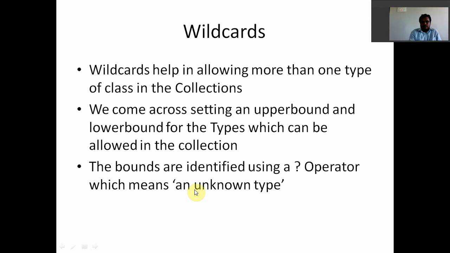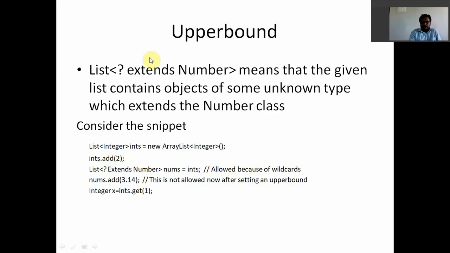Wildcards help in allowing more than one type of class in the collections. We come across setting an upper bound and a lower bound for the types which can be allowed in the collection. The bounds are identified using the question mark operator, which means an unknown type. Upper bound: List question mark extends Number means that the given list contains objects of some unknown type which extends the Number class.